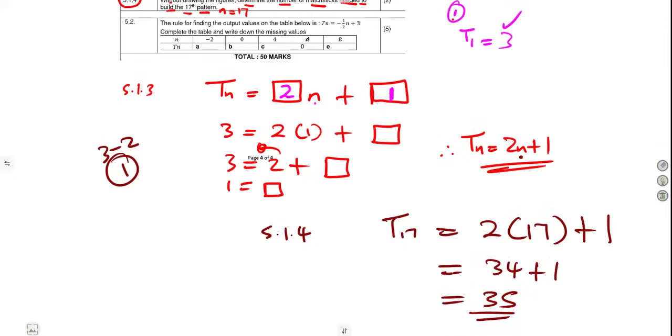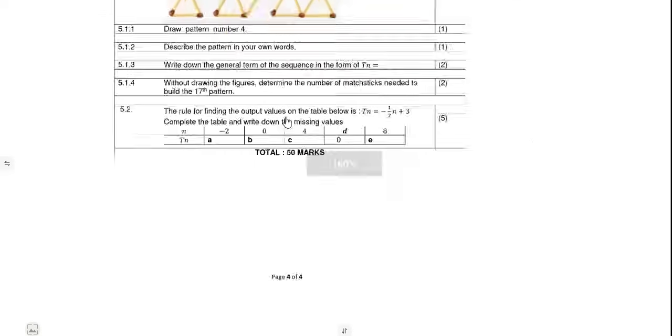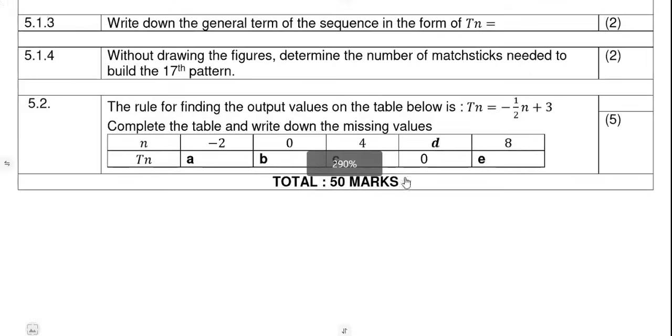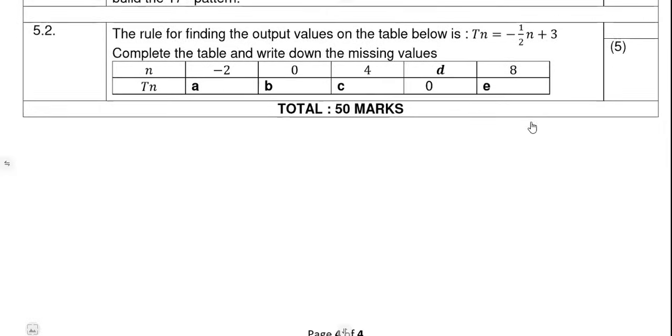You're done. Just like that. So 5.2 was another question, different from 5.1. In terms of the question, you are using a different general rule, which you are already given. They are saying the rule for finding the output values on the table below is already given. The rule is already given.